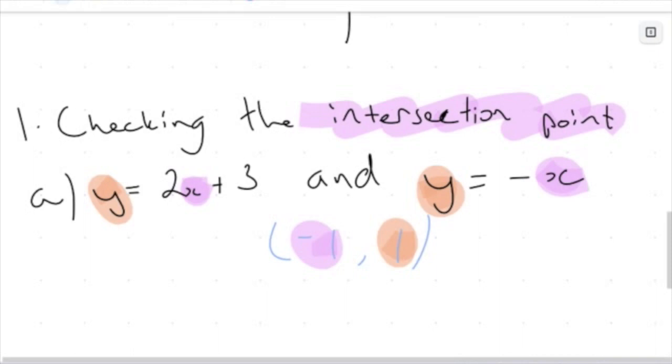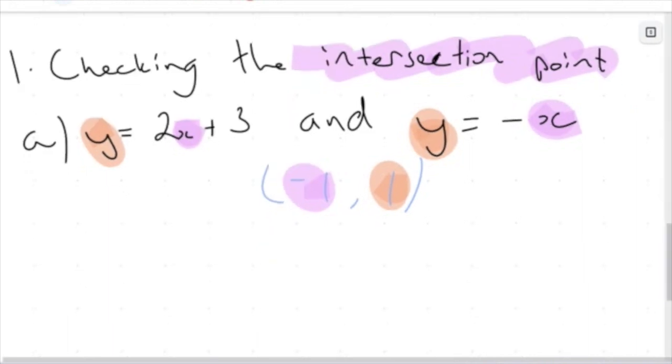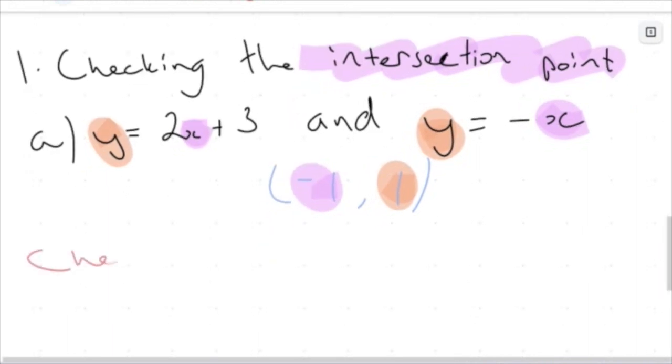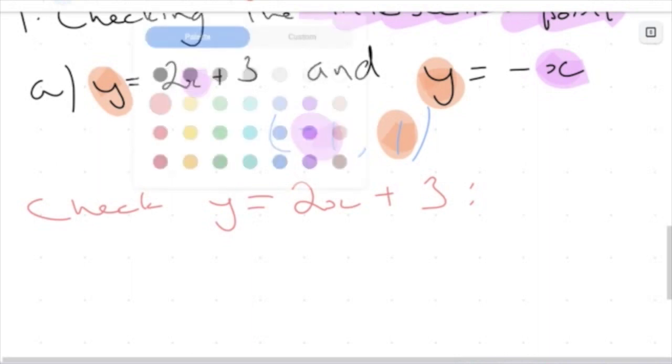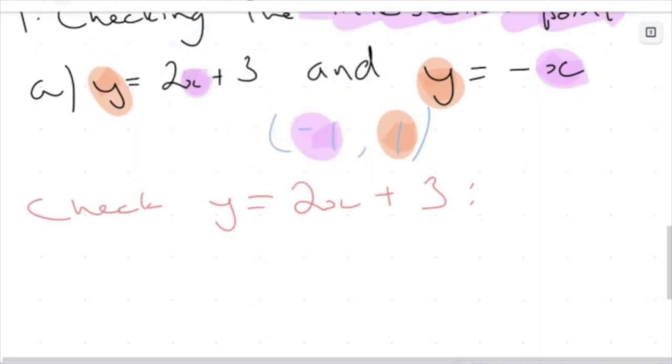Now, let's actually just jump straight into working with this. So we're going to check y equals 2x plus 3. What I'm going to do is substitute my 1, my y coordinate, into here, and I'm going to substitute minus 1 into my x. So we have 2 times minus 1 plus 3.